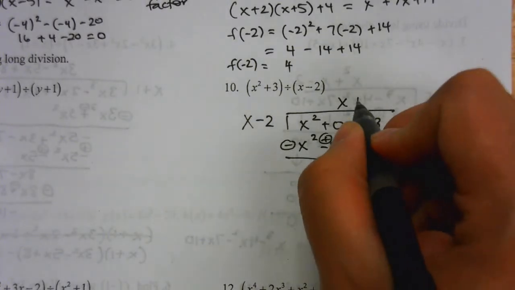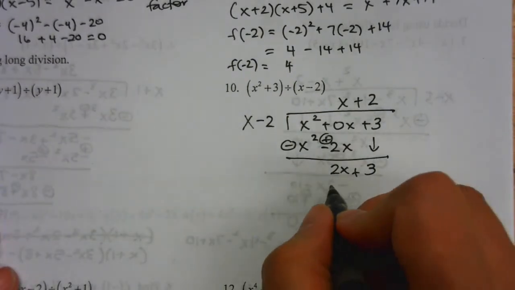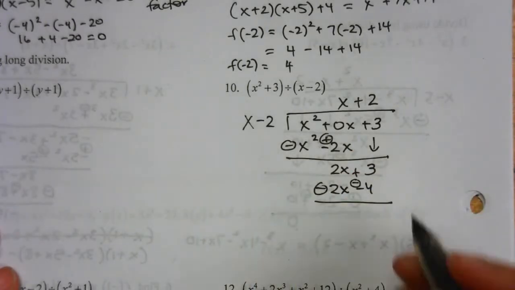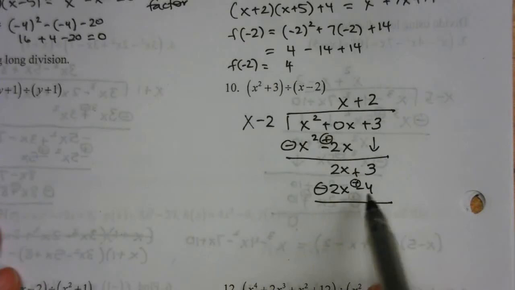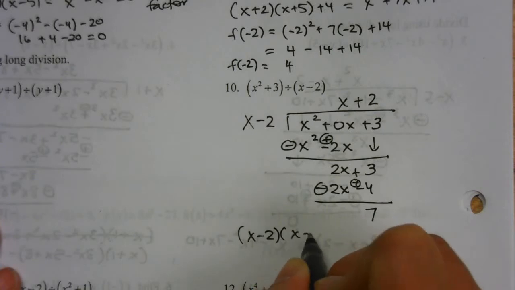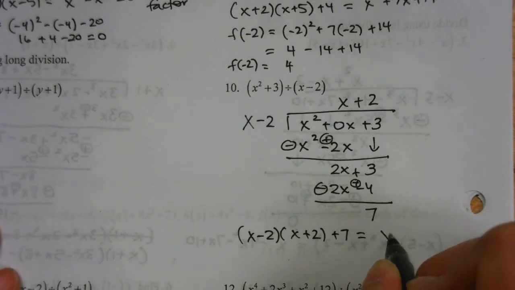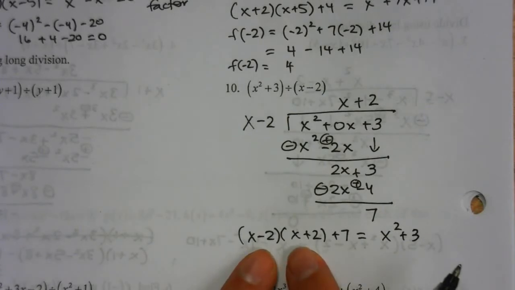I am then going to multiply everything by the 2. So the 2 times the x gets me back to the 2x that I need this time. We have a minus 4. I'm going to add, changing the signs. So 2x minus 2x is 0. 3 plus 4 is going to give me 7. So this time when I write my answer, I have the x minus 2, up top we have the x plus 2, and our remainder is 7. And then it's equal to what we started with, the x squared plus 3. To check yourself, if you multiply out the x minus 2 and the x plus 2, it's going to give you x squared minus 4, and then you add 7 to that to get x squared plus 3.